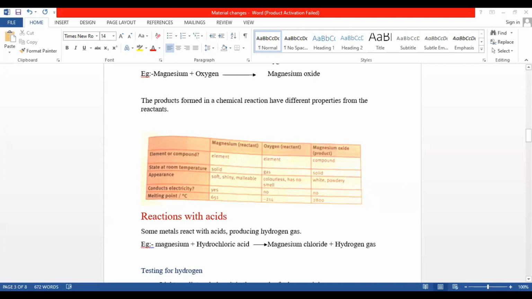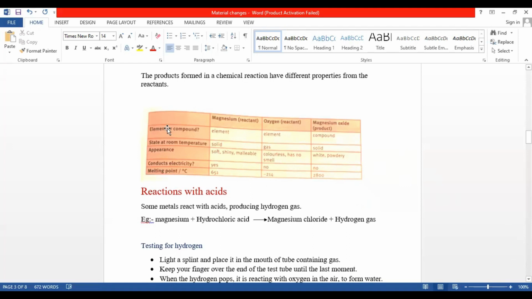That is another thing. When the magnesium and oxygen are combining, these two have different properties, and the new substance formed is magnesium oxide. It has another different type of properties. We'll see the things in this table. Elements or compounds: magnesium is an element, oxygen is an element here. When they are reacting together, the new substance forming is magnesium oxide. It is a compound. Then the magnesium is a solid, oxygen is a gas, but the new thing is a solid.